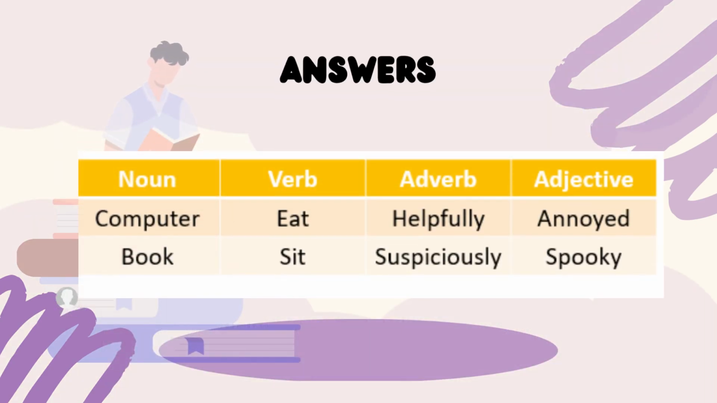So if we go through the answers, you remember that a noun is the name of a person, place, or thing. So we've put computer and book because these are both names of objects. Next, we've got verbs, which are doing words, and these are eat and sit. And then adverbs, we have hopefully and suspiciously, because they describe how a verb is done. Notice the ly endings there. And the adjectives are annoyed and spooky because they're performing that function of describing something.